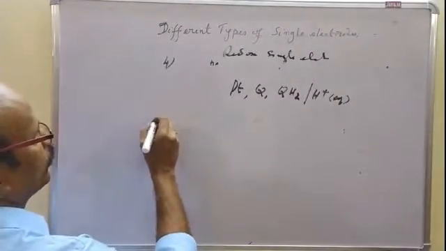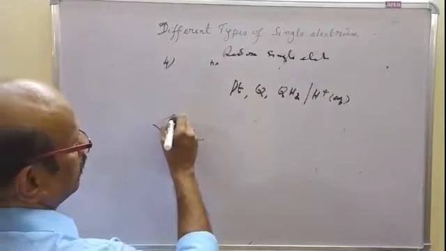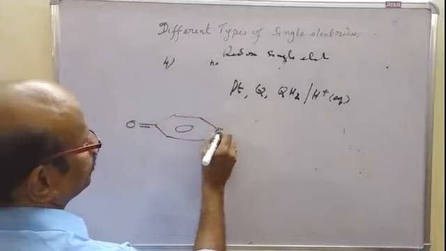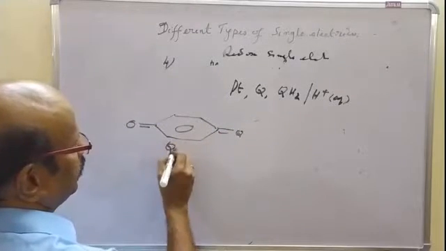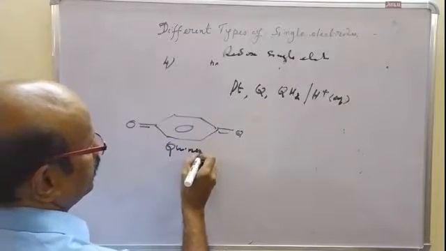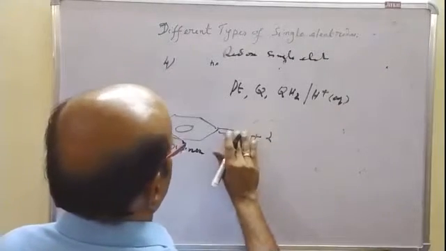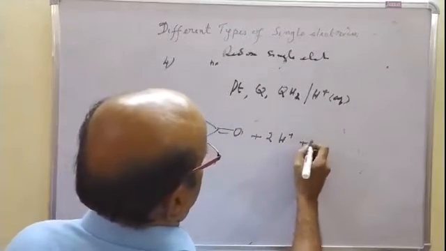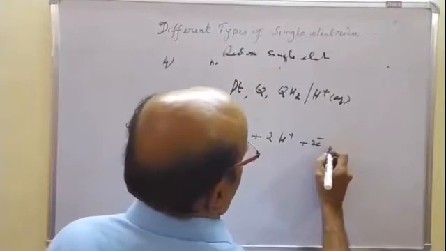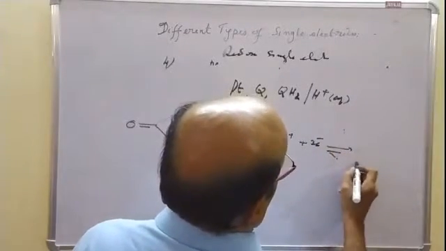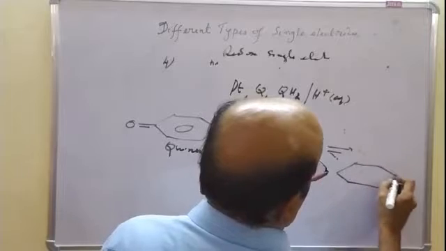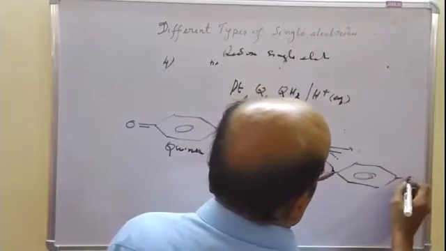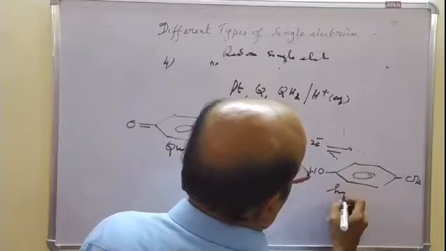An equimolar mixture of quinone and hydroquinone. This is quinone. Quinone is reduced in the presence of H plus ion to hydroquinone. So the typical reaction is like this. This is hydroquinone.